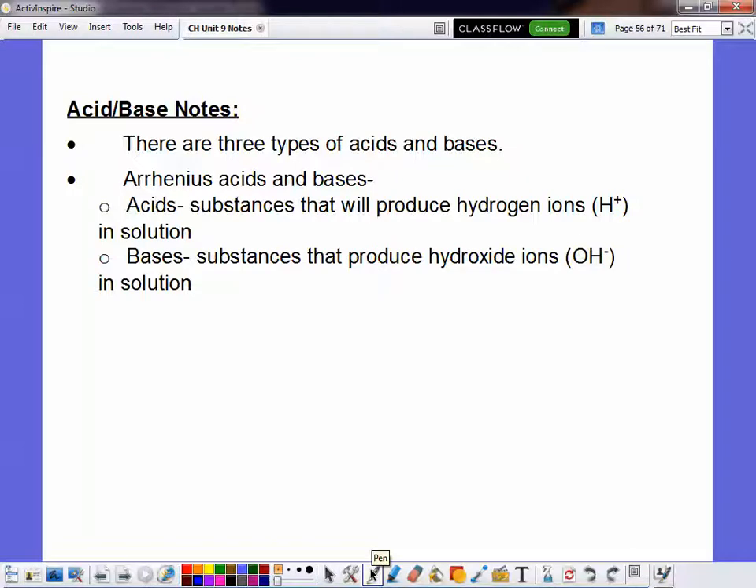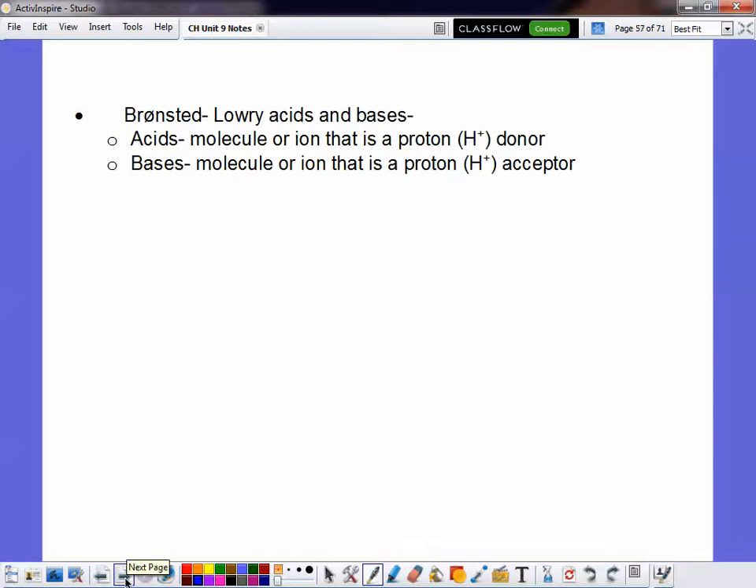Okay, very straightforward. The second definition for acids and bases is Bronsted-Lowry. A Bronsted-Lowry acid is pretty much the same as an Arrhenius acid, where it donates an H+. A base, though, is different. Instead of donating OH-, it's accepting H+. So let me talk a little bit about why we can call H+ a proton and why we can use that word instead of H+.